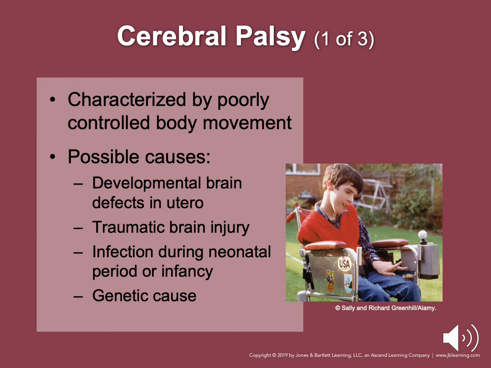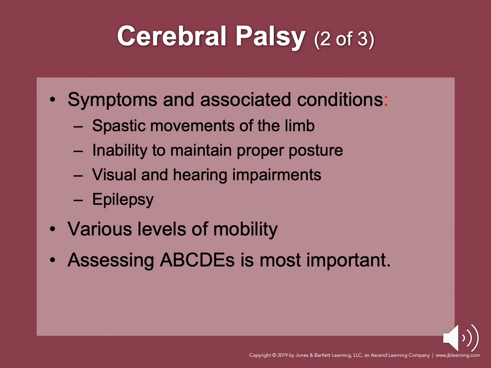All right, cerebral palsy is characterized by poorly controlled body movement. Possible causes are developmental brain defects in utero, traumatic brain injury, infection during the neonatal period or infancy, and genetic causes. Associated symptoms and conditions: spastic movements of the limbs, inability to maintain proper posture, visual and hearing impairments, difficulty communicating, epilepsy, and intellectual disabilities. They will have various levels of mobility. Grimacing and uncontrolled movement may make speaking difficult and speech hard to understand. Many use computerized household controls, speaking aids, or motorized wheelchairs.